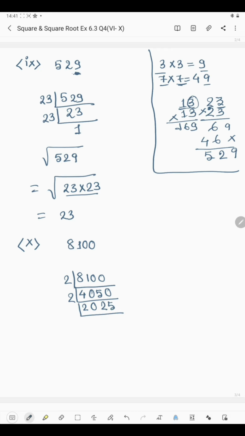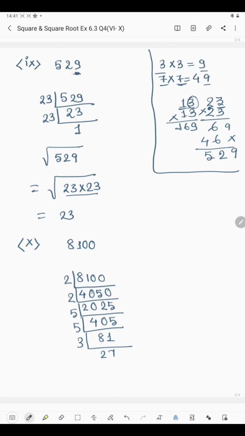And if the last digit is 5, then it will be divisible by 5. So 5 4s are 20, then 0, 5 5s are 25. Then again by 5, 5 8s are 40, 5 1s are 5. Okay. Now here 8 plus 1 is 9. So that means 9 comes in 3's table, so it will be divisible by 3.